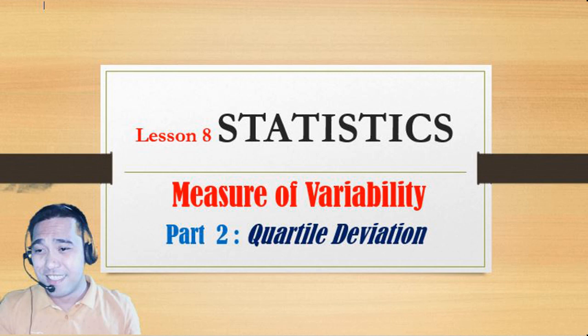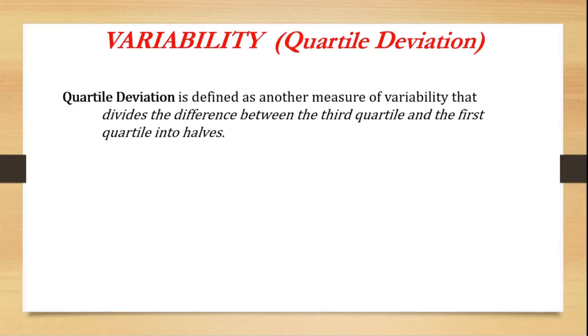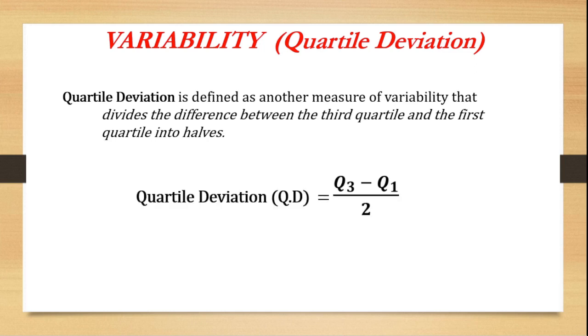This video lesson will discuss quartile deviation, which is a measure of variability. Quartile deviation is defined as another measure of variability that divides the difference between the third quartile and the first quartile into halves. This is the formula. Quartile deviation is equal to third quartile minus the first quartile divided by 2.